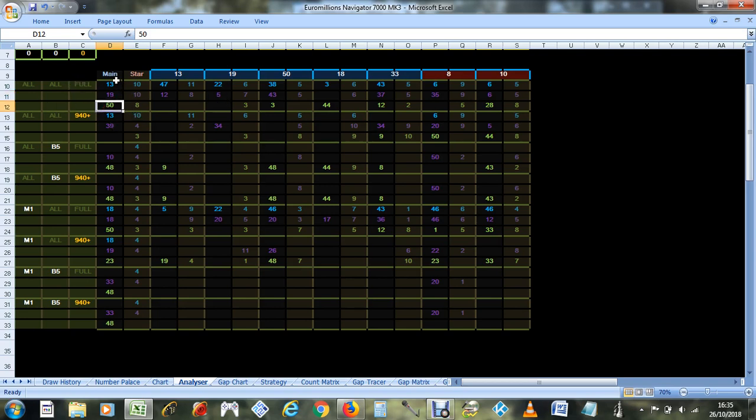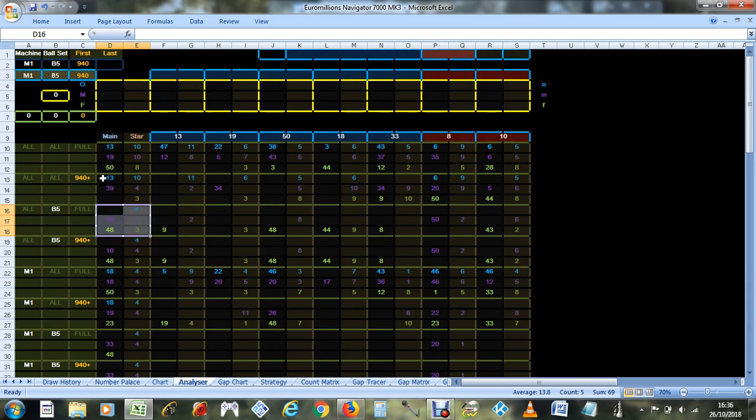So I've colour coded the numbers as well, so I know which ones they are, and I also can tell by the position in the analyzer section. And I've done the same thing for the star numbers, and so each cell of this grid contains an analysis.